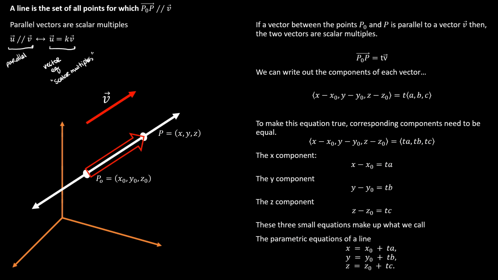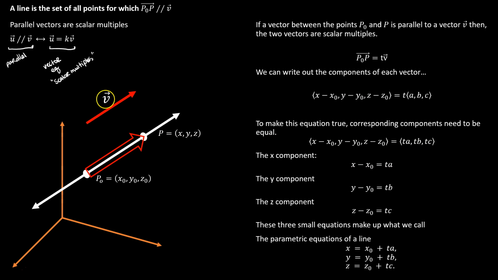All right, we're going to use that idea to define the set of all points for which a vector made from p0 to any point p on the line. So any vector made from p0 all the way up to any point p on the line is parallel to another vector, say the vector v. Remember that a line is a set of all points that satisfies some equation. So we're going to come up with that equation.